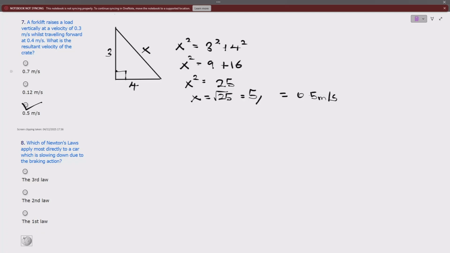You can also try to use the Pythagoras triples. If you know this by heart, we have 3, 4, and 5. We have 6, 8, and 10. 12, 16, and 20. You could see that it follows some pattern. So 3, 4, 5, 6, 8, 10, 12, 16, 20. If you go down, it's in multiples of 2.